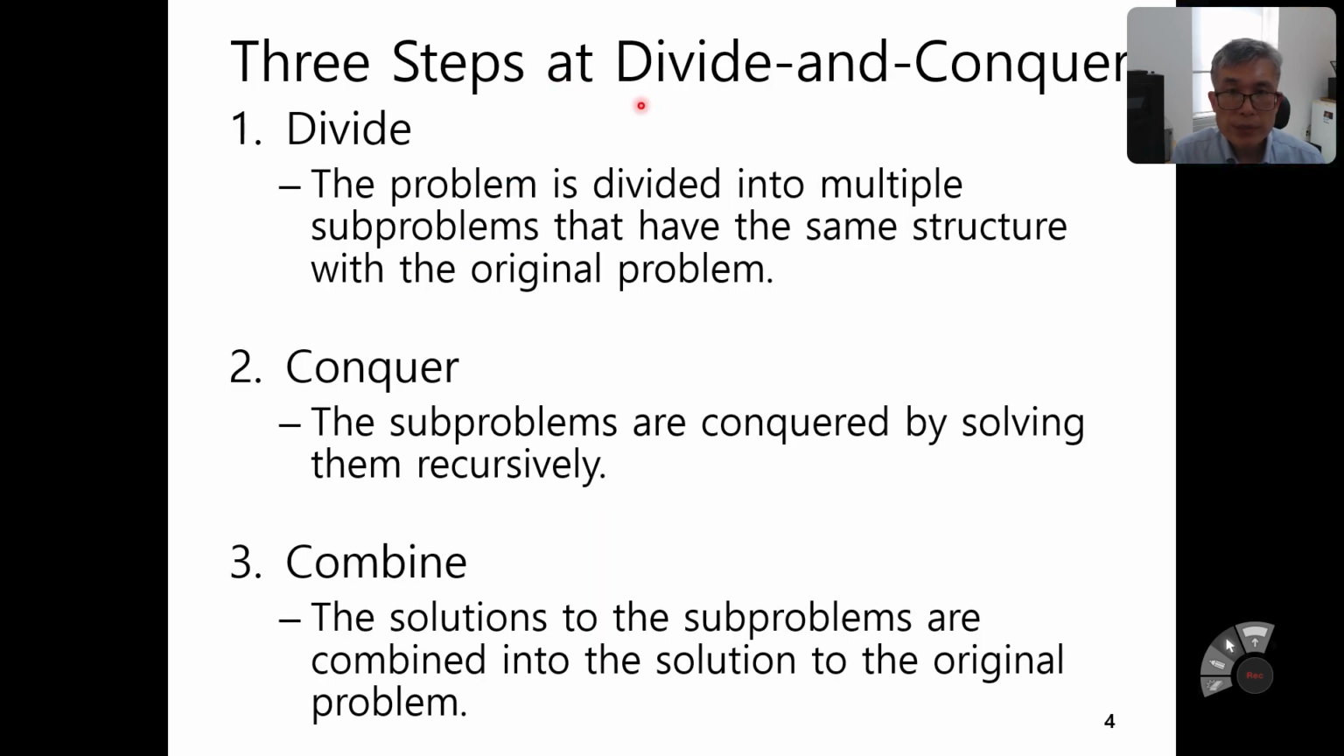So there are three steps in divide and conquer: divide, conquer, and combine. Divide: the problem is divided into multiple sub-problems that have the same structure as the original problem. Conquer: the sub-problems are conquered by solving them recursively. Combine: the solutions to the sub-problems are combined into the solution to the original problem, like the merge stage in merge sort.